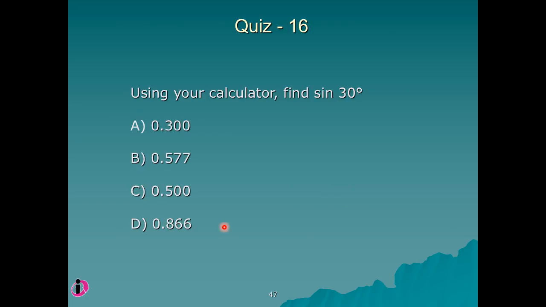Let's try these and see whether we can find the answers using the calculator. What is sine 30 in your calculator? Check that. Is it 0.5? Right answer is C. Sine 25. Just press sine first and then 25 and then the equal sign. How much is it? D, right? 0.423.